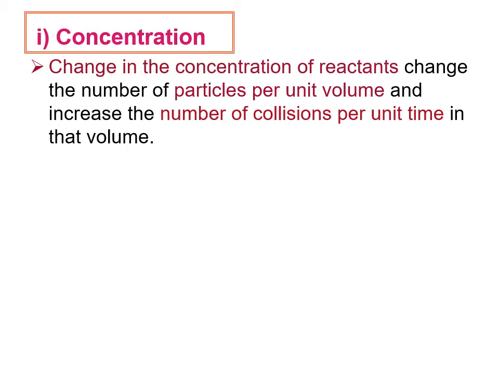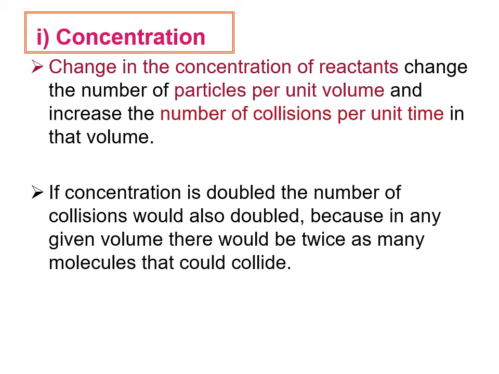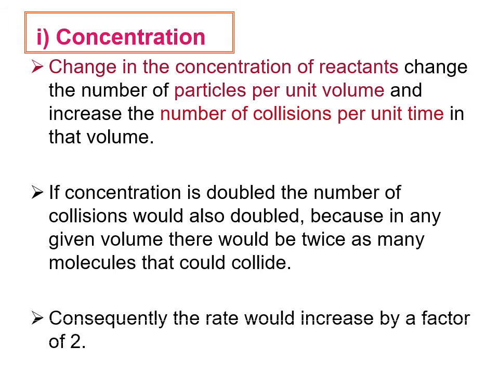Let's look at the concentration. The change in concentration of reactants will change the number of particles per unit volume, and this will increase the number of collisions per unit time in that volume. If concentration is doubled, the number of collisions would also double, because in any given volume there would be twice as many molecules that could collide. Consequently, the rate would increase by a factor of 2.